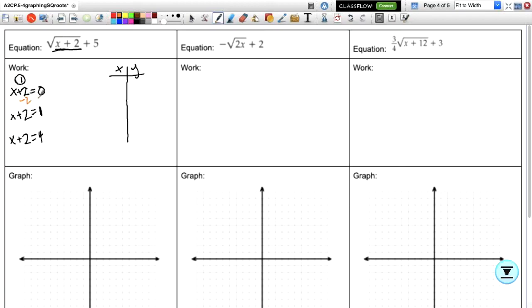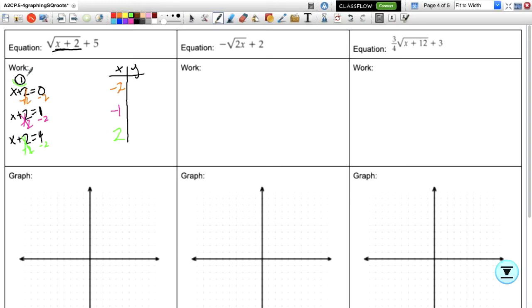So I'm going to minus 2, minus 2. I get x equals 0 minus 2, or x is going to equal negative 2. That's going to be the first point that I'm going to be able to plot on my graph. Next, I'm going to minus 2 here, minus 2 here. X is now alone. 1 minus 2 is negative 1. And then the final one, I'm going to minus 2, minus 2, and I end up with x equals 4 minus 2, which is 2. These are the 3 x values I have to do.